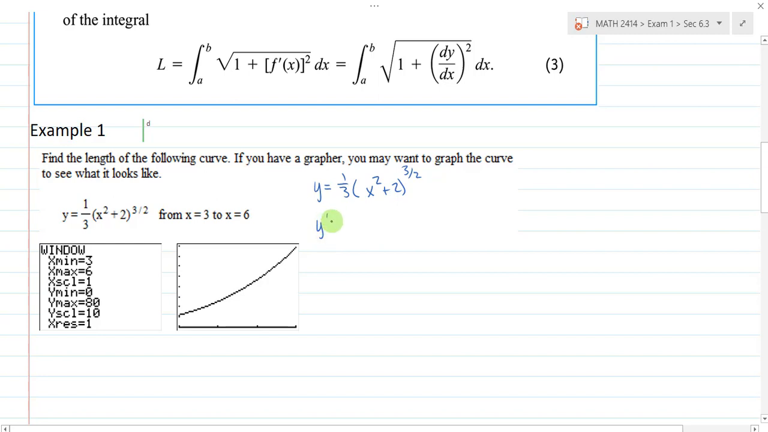When I take the derivative of this, we're going to multiply 3/2 times 1/3, and what is that going to give us? So we multiply 3/2 times 1/3, leave the inside alone. This is the chain rule. Subtract 1 from the exponent. 3/2 minus 1 is 1/2. And then from the chain rule, we also have to multiply by the derivative of what's on the inside. The derivative of x squared is 2x. The derivative of a constant is 0. So we leave that alone.